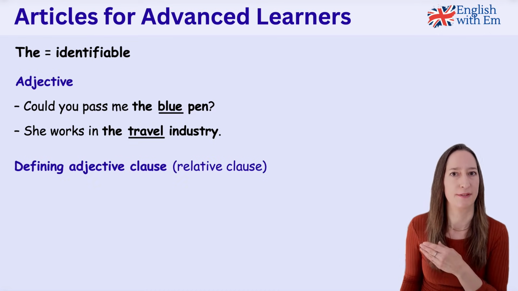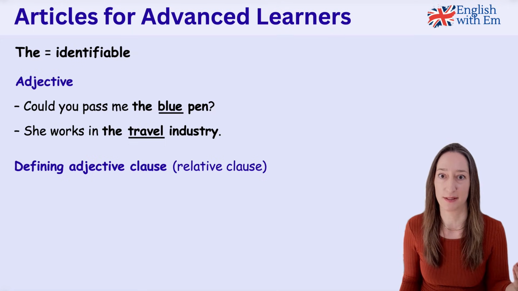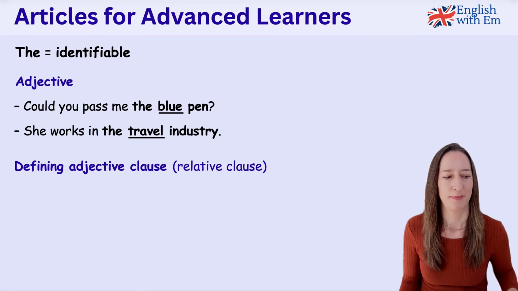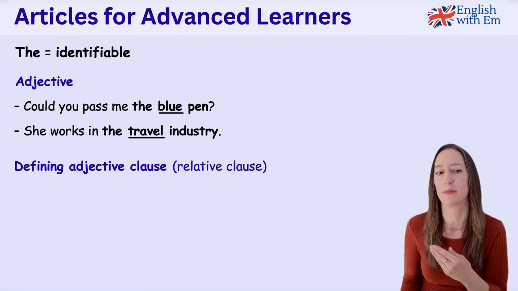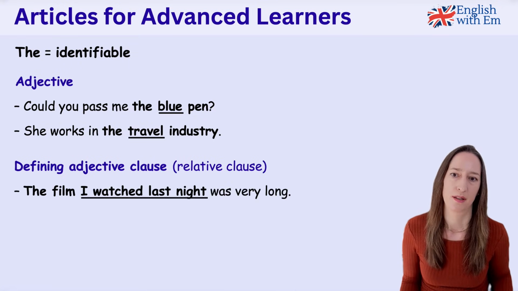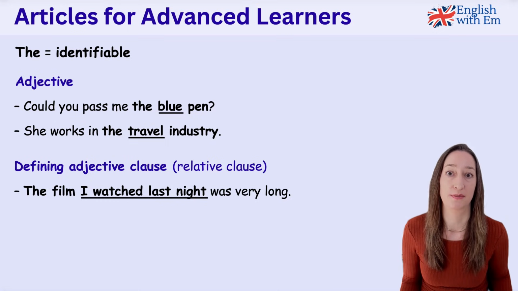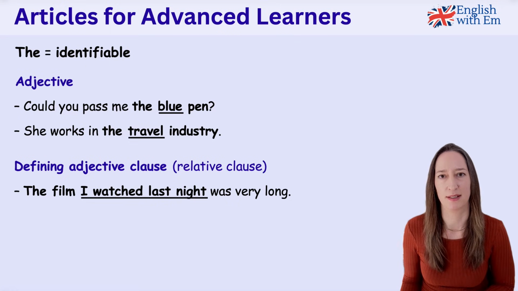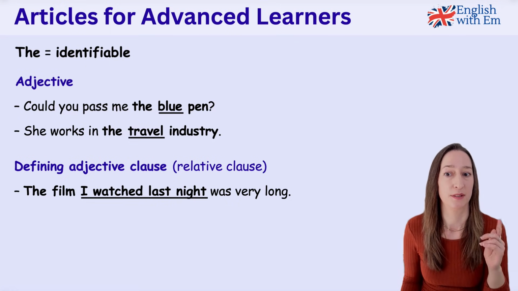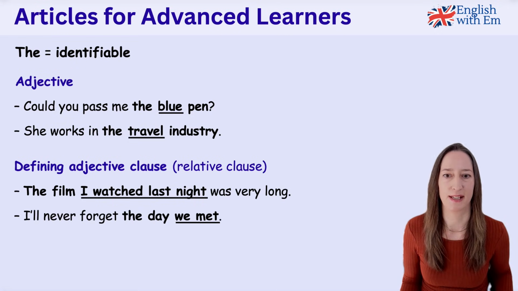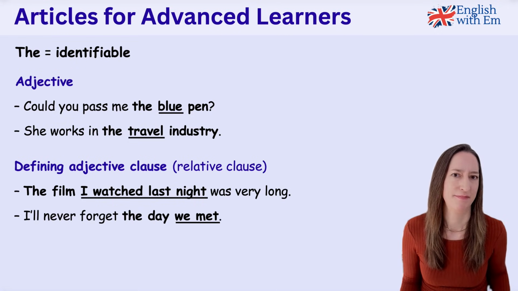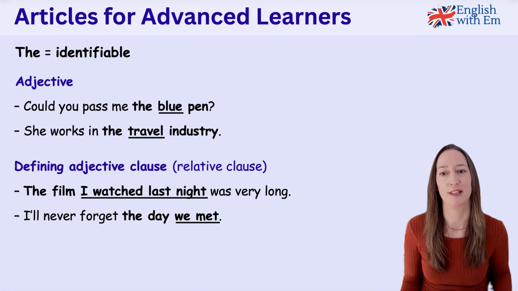And this brings us to defining adjective clauses or relative clauses. So again, these make something identifiable. They tell us which one of something we're talking about. The film I watched last night was very long. So, which film? The one I watched last night. It's identifiable, so we must use the. I'll never forget the day we met. Which day? The day we met. Identifiable, so we have to say the day.